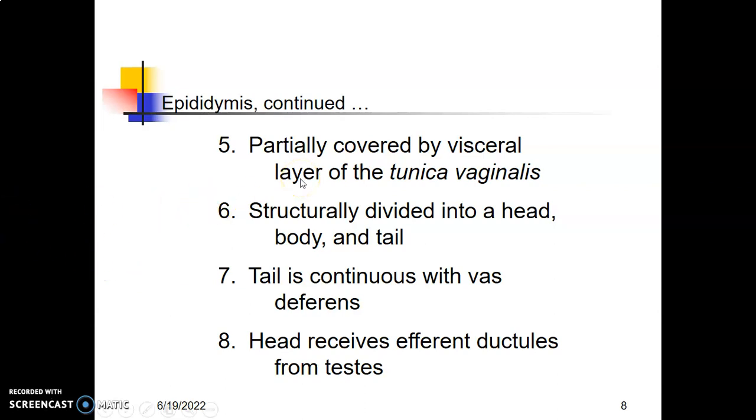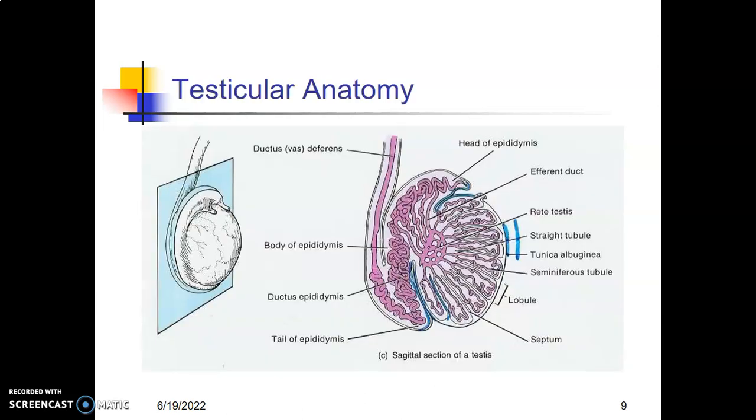So it partially covers the epididymis, and the epididymis is divided into three parts: a head, body, and a tail. The tail is continuous with the vas deferens, or ductus deferens. The head receives the efferent ductules. Remember, from the testis, the sperms pass through the efferent ductules before they enter the epididymis. So this is the structure of the testis.